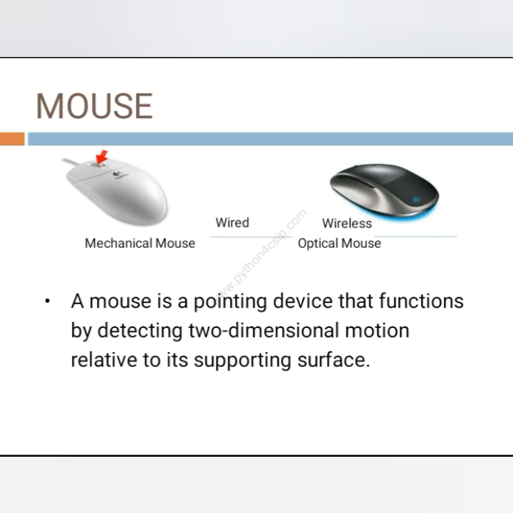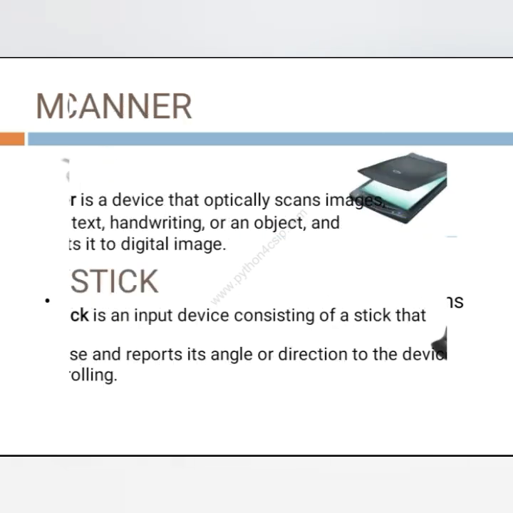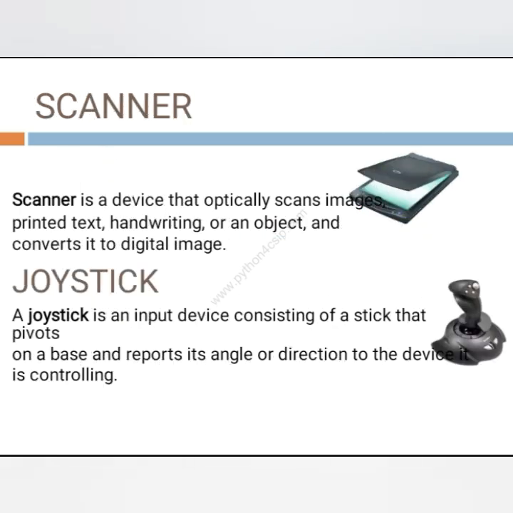Mouse. It is a pointing device that functions by detecting two-dimensional motions relative to its supporting surface. So, there is wireless or mechanical mouse. Next is the scanner. It is a device that optically scans images, printed text, handwriting, or an object and converts it into digital image.